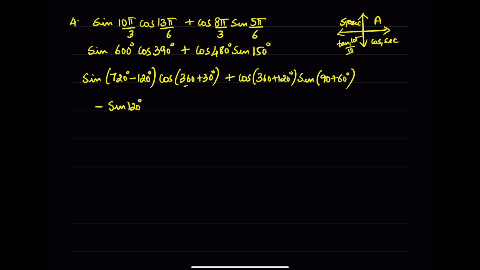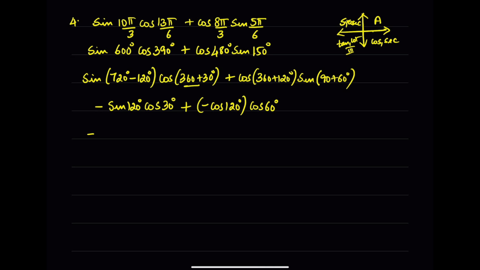And in the first quadrant cos is positive, so this will be cos 30 degrees. Plus, this again will be the second quadrant. 120 degrees is in the second quadrant, so cosine is negative there, so we can write this as minus cos of 120. And sine of 90 plus 60 is in the second quadrant, so this will change to cos of 60 degrees. In the second quadrant sine is positive.